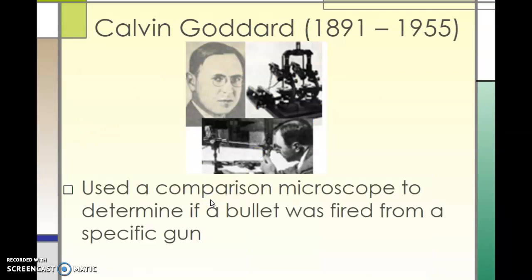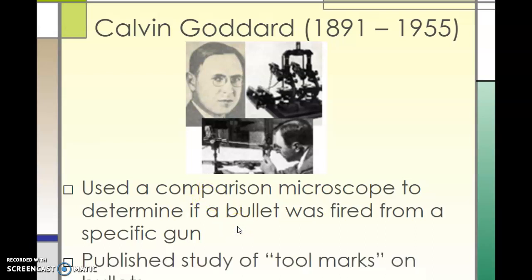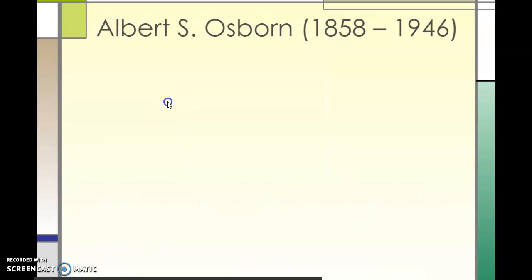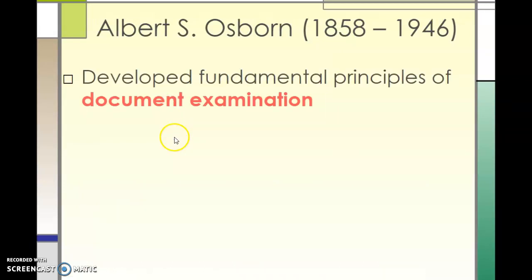Then we have Calvin Goddard. He used a comparison microscope to determine if a bullet was fired from a specific gun. So he was pretty brilliant, and he found out that every gun has its own firing pattern and therefore its own markings on bullets, and we still use this information today as well. It's called tool markings on bullets, and it's really kind of neat to go through and determine whether or not a bullet has been fired by a specific gun.